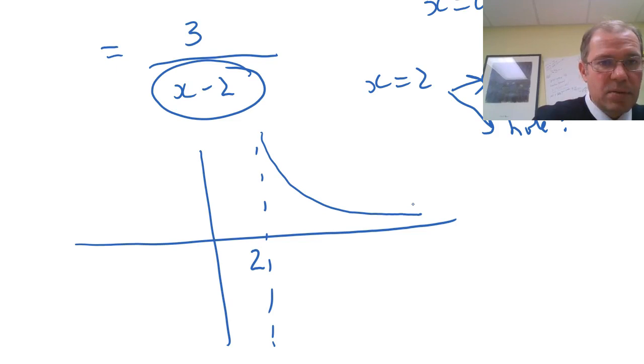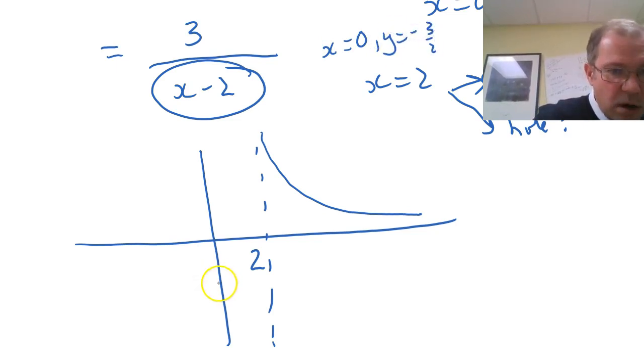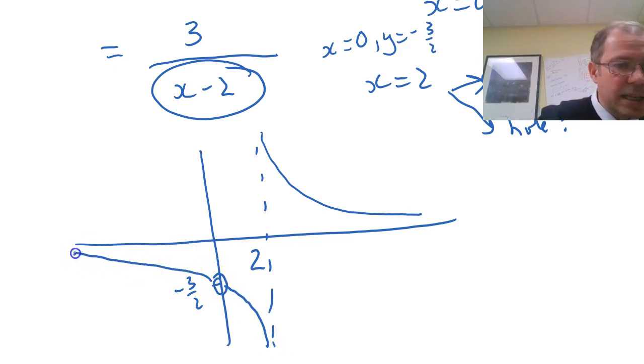If I put x equals 0 in, I get 3 over minus 2, just putting x equals 0 in. I get y is minus 3 over 2. So I know at y equals minus 3 over 2 when x equals 0, I have a removable discontinuity, or a hole, or a point discontinuity. And there we have it.